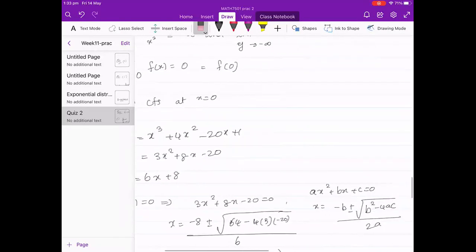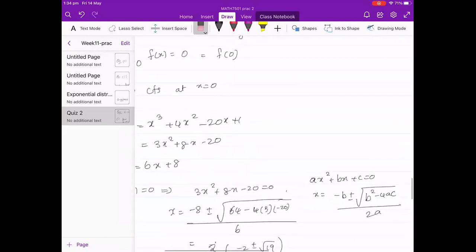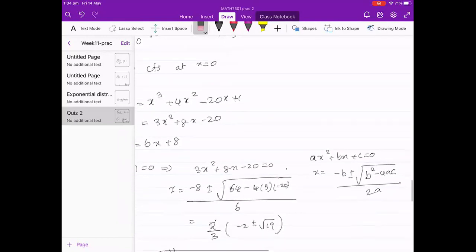Remember this formula for ax squared plus bx plus c equals 0 from high school. So the solutions for me are from applying that formula. I got 2/3 times minus 2 plus or minus square root of 19. It's okay if you use a calculator to get the exact numeric values. Okay, how would you find if the critical points are local minimum or maximum?